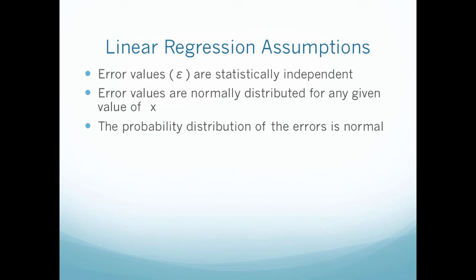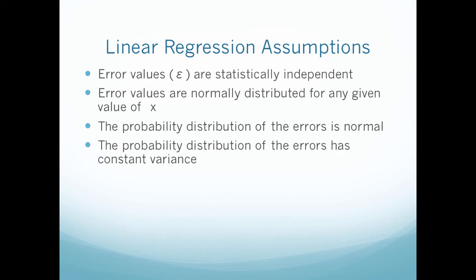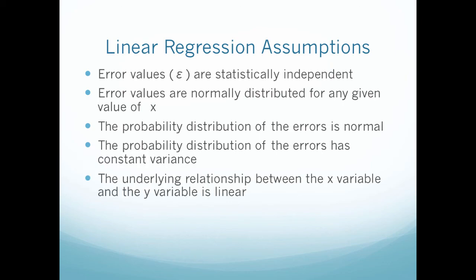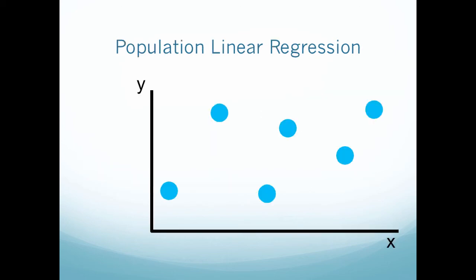So there's an example of this in your book where you can go through and visualize how each of the errors, or the residuals, are normally distributed along any given x point. The probability distribution of the errors has a constant variance, and the underlying relationship between the x variable and the y variable is linear. As we get started, let's just look to see how this works.